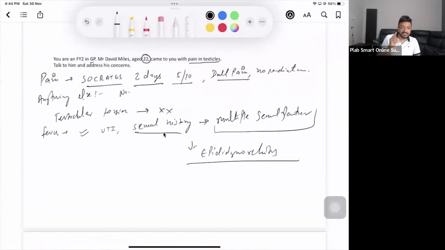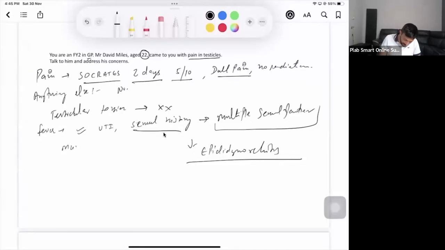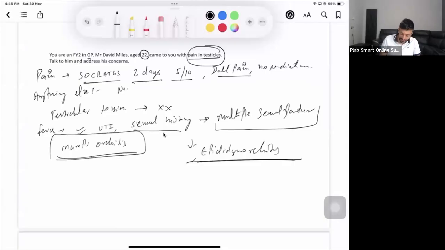Interesting history. But this patient tells you, doctor, I had a swelling here a few days ago, but that swelling is fine now, but I've got pain in my testicles. So it could be a station of mumps orchitis as well. So when the patient is presenting with pain in the testicle, which is 5 out of 10, dull, no radiation, 1-2 days, think of these two differentials, right?